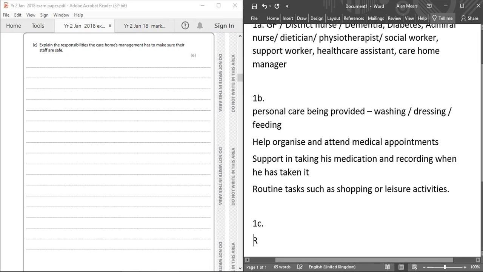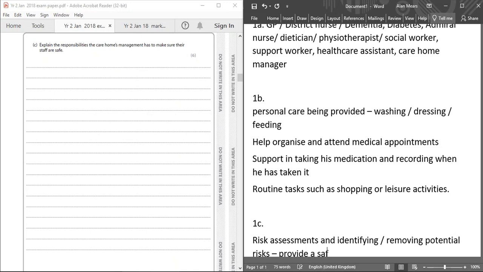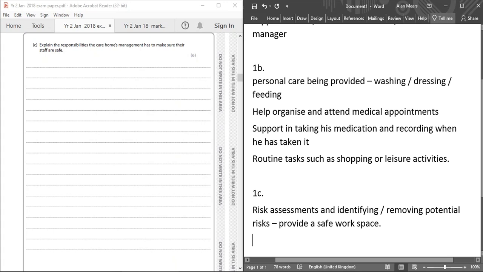So again, I suppose the main thing would be risk assessments and identifying, removing potential hazards. Essentially, one of the responsibilities of a care manager is to do those risk assessments, to identify the hazards, and ultimately to provide a safe workspace. That's what they're meant to be doing. That's their job. So that's one thing a care manager is going to be doing, protecting the staff.